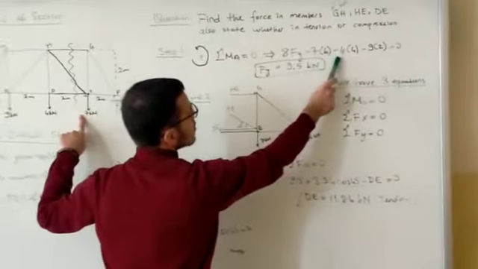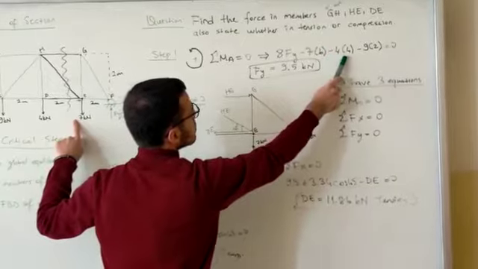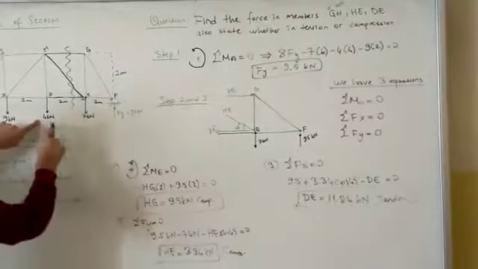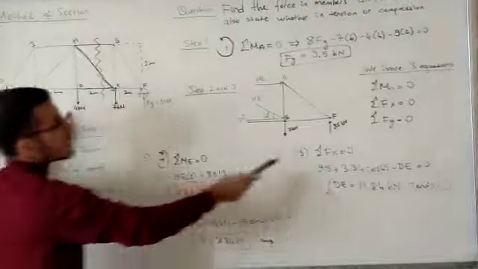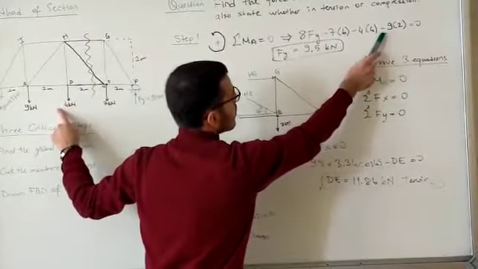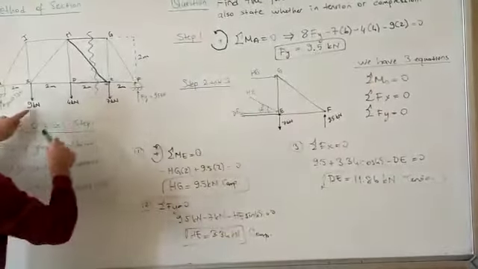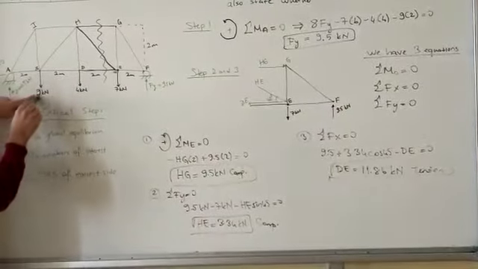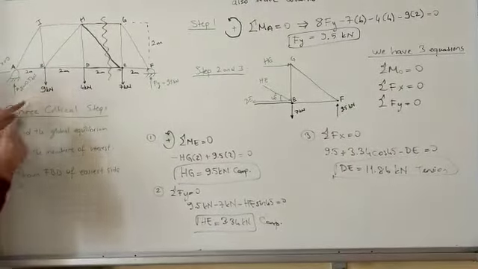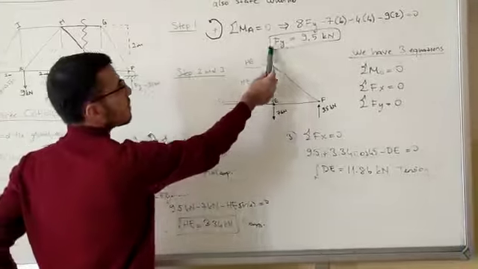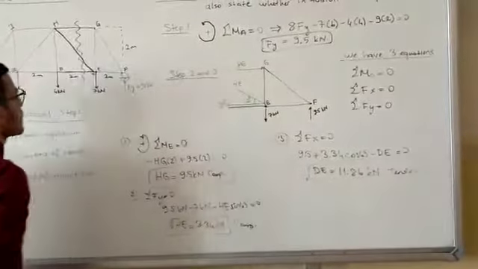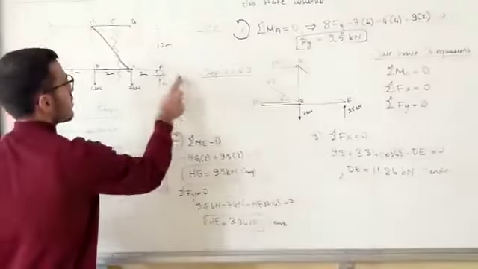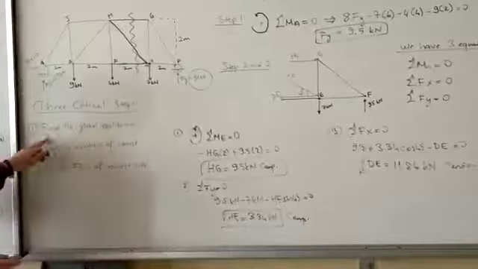And here, this must be again negative, 4 multiplied by 4, turning the shape clockwise, and it must be again minus, turning the shape clockwise again, 9 multiplied by 2. Here we can find Fy equals 9.5 kN. The first step is completed.